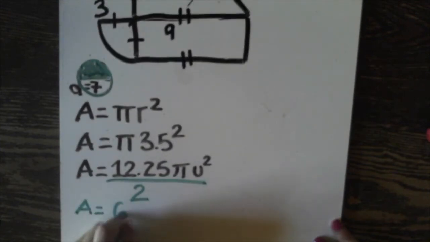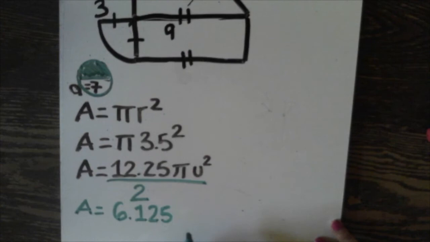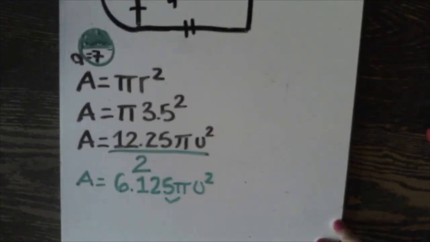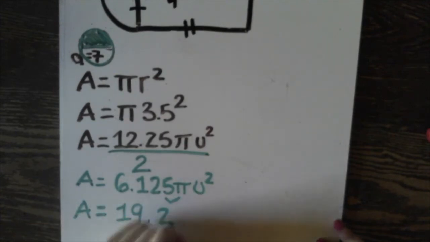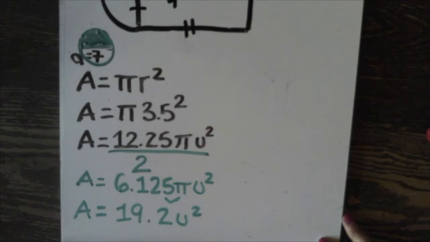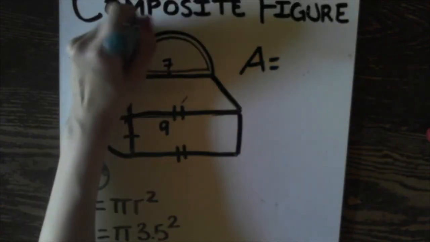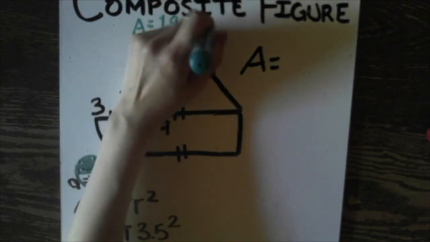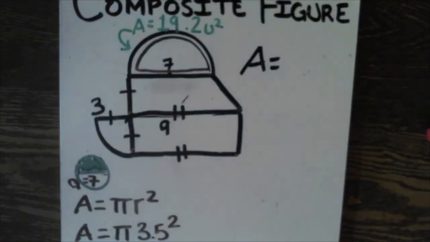This is 6.125 pi square units. In order to multiply this, I can say 6.125 times 3.14, and I am left with 19.2 square units. It is important to not leave pi here as it will help us finish the answer better when we have different types of figures.